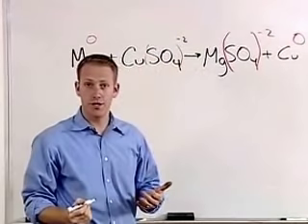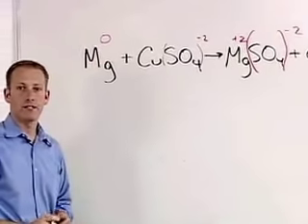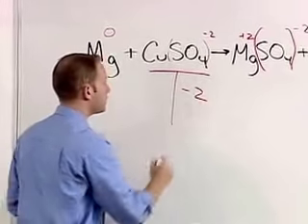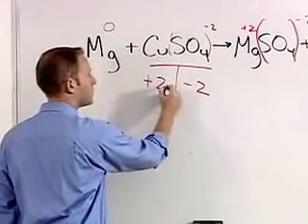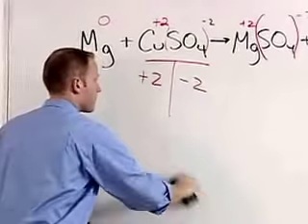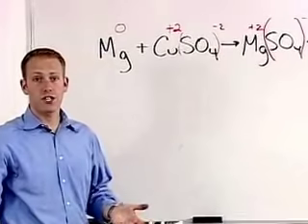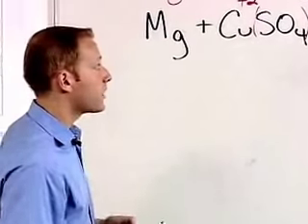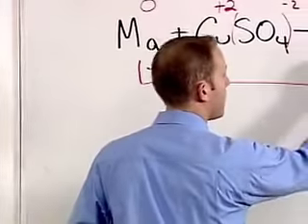Magnesium we know is in group 2, so that's +2. How do I know what copper is? Well, if the sulfate ion is -2, how many positive charges do I need? +2. So the copper is +2. And then I want to figure out which is oxidized and reduced, and I'll write the half reactions. And I'll do this one a little quicker because now we have a little more information. Magnesium goes from 0 to 2+.